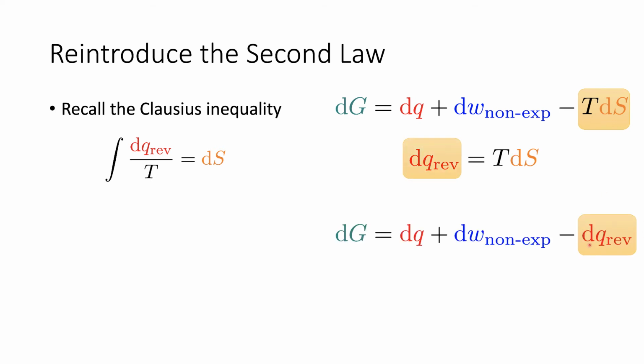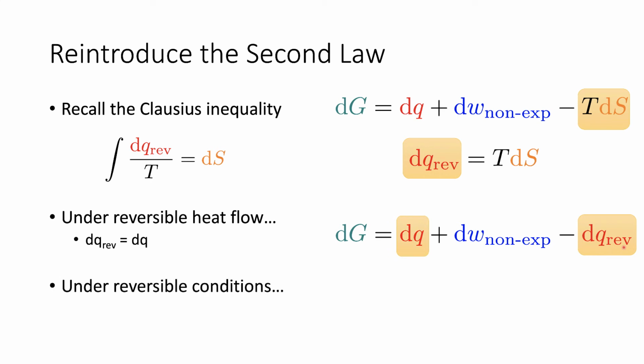But let's look again at this reversible heat flow. If we allow reversible heat flow to happen at all stages, well, the reversible heat flow is simply equal to the heat flow. So this dq and dq rev cancel out again. And under reversible conditions, we say that our Gibbs energy is simply equal to the non-expansion work.